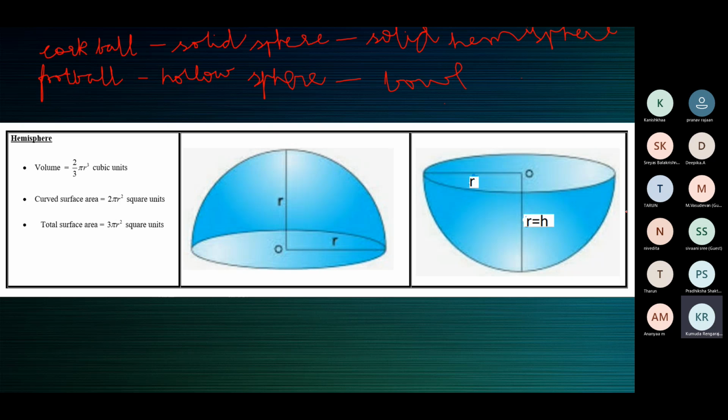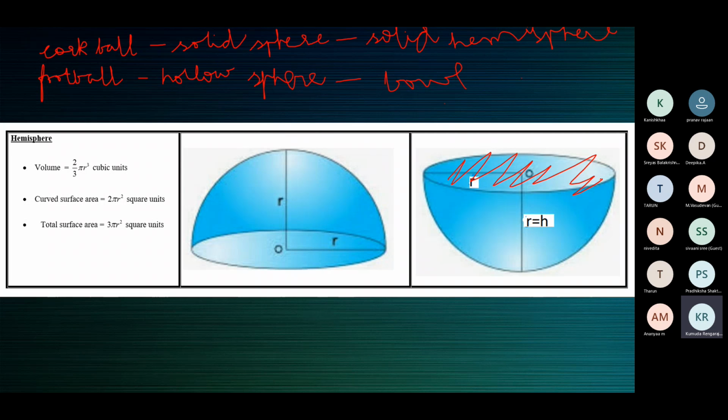That means the top is also covered. Like imagine exactly half of a laddu. A laddu is a perfect sphere. A laddu is an example of a solid sphere. Half of it is a solid hemisphere because it's tightly packed. The circle on the top is packed completely. It's not like a bowl. A cork ball is a solid sphere. Half of it is a solid hemisphere.